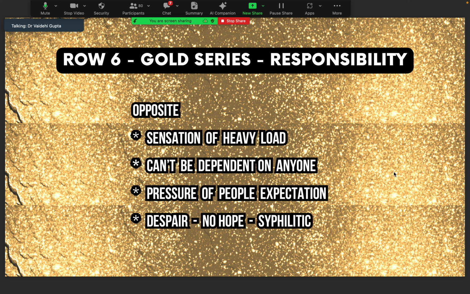When there is so much responsibility, there will also be so much stress, so the opposite will also happen. Sensation of heavy load, can't be dependent on anyone. I took the responsibility, so I will do such things, so I can't be dependent on anyone. Pressure of people's expectation, because he had taken that responsibility. People are expecting lots and lots of things from him, and when he will not succeed, when he will not live up to the mark, there will be despair, there will be sadness, there will be no hope. Then they will go to the syphilitic phase. That's why gold, platina, mercury, all of them are syphilitic medicines.